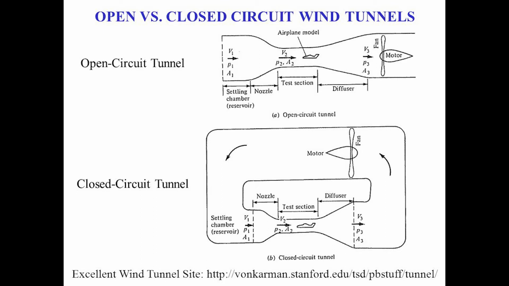That there is to speed up the huge amount of air that is being sucked in by channeling it through a decreasing cross-section area. That's just conservation of mass, right? And then of course you have the test section sandwiched between the converging section and the diffuser.